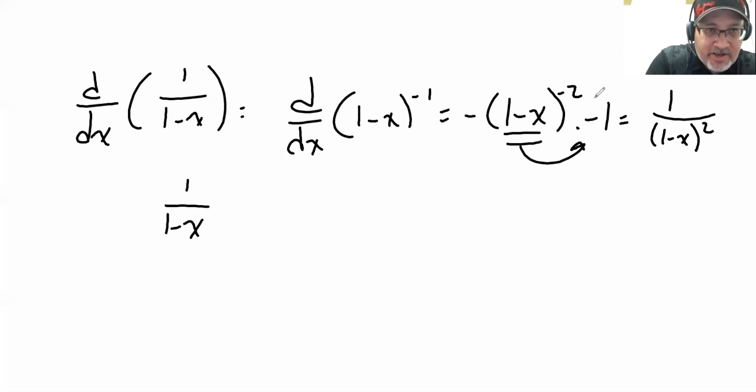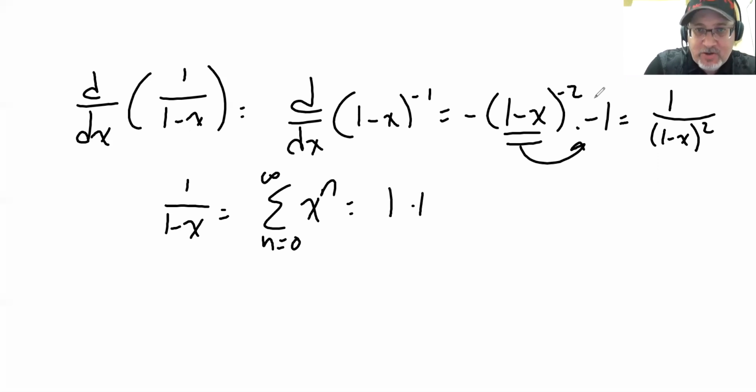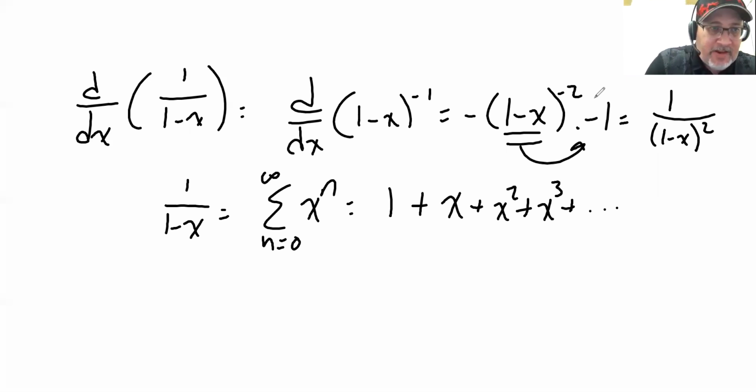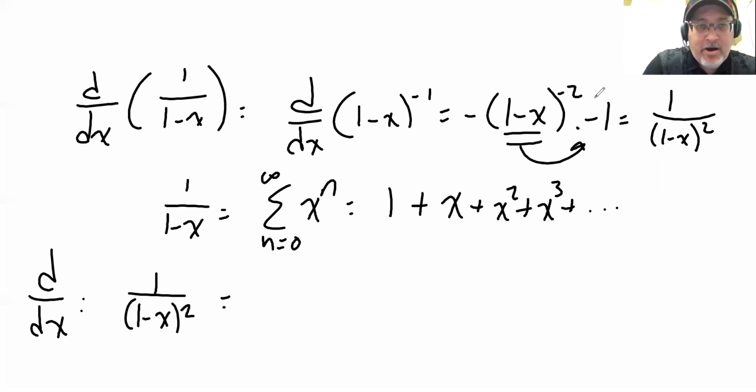1 over 1 minus x is equal to the sum of n equals 0 to infinity of x to the n. And just for kicks, I'm going to expand this: 1 plus x plus x squared plus x cubed plus and so on. And now let's differentiate both sides with respect to x. We've already shown that the derivative of 1 over 1 minus x is 1 over (1 minus x) squared. And now all we have to do is take the derivative of the sum.